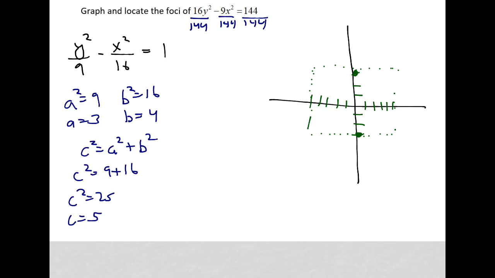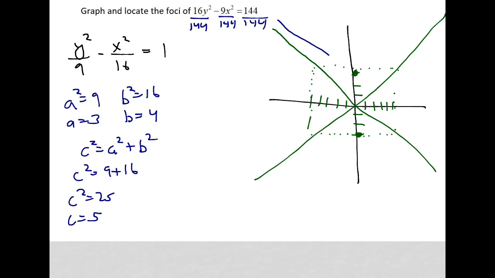So we can certainly draw the asymptotes now. We're going to go through the center, through opposite corners of the box, I should say. And then we can draw the hyperbola. We're going to follow the asymptotes, touch each vertex, and proceed with the other side here. So this is the actual hyperbola in blue.